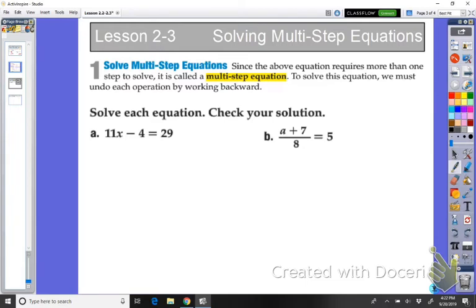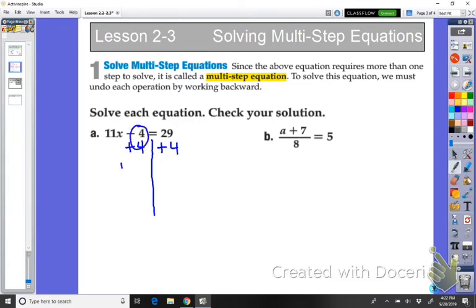Okay, solving a multi-step equation. Our goal, again, is to get the variable alone. We need to undo each operation by working backwards. So you have to ask yourself what's going on in the equation. This first one says 11x minus 4 equals 29. So 11 multiplied by x, then you're subtracting 4, equals 29. I'm going to set up a little t-chart. The second operation that was happening to the variable was subtraction, so we're going to start there by undoing that with addition.